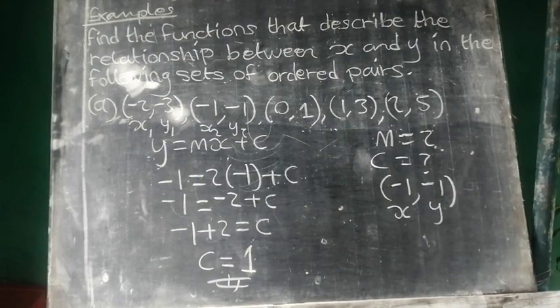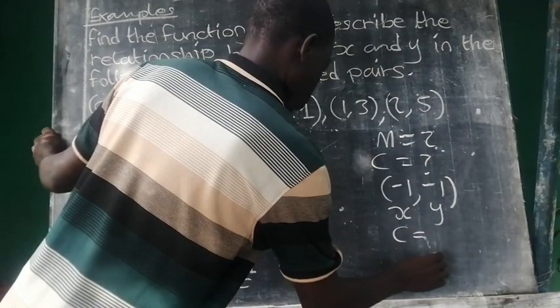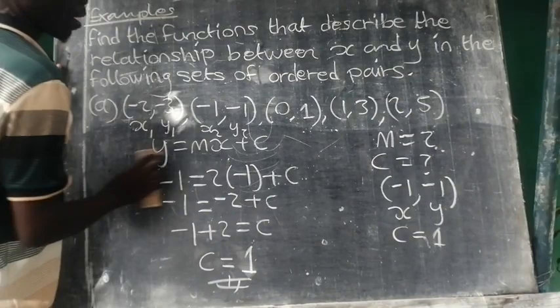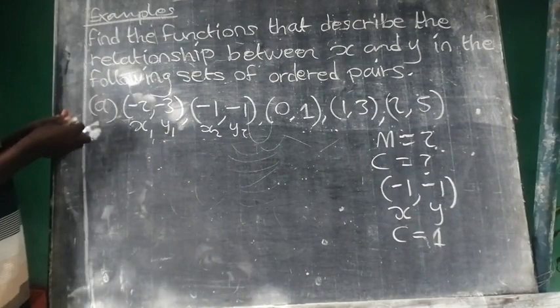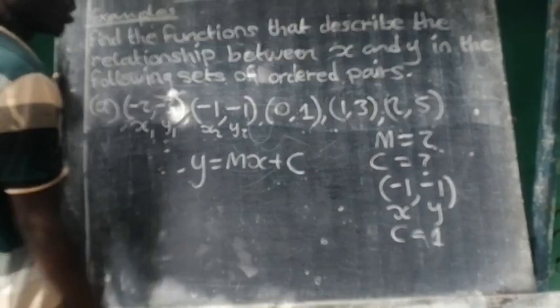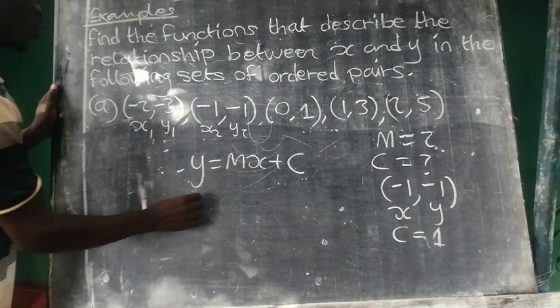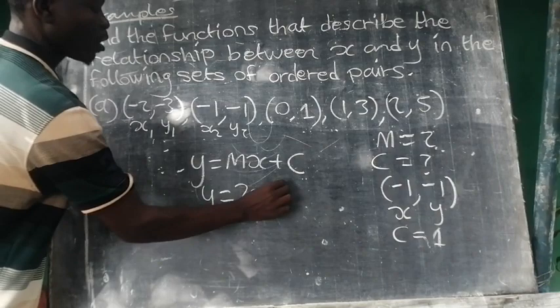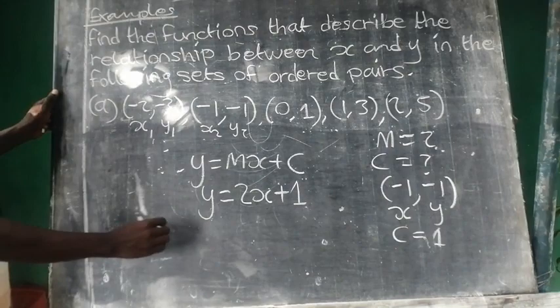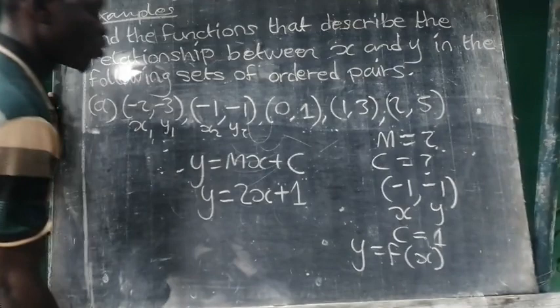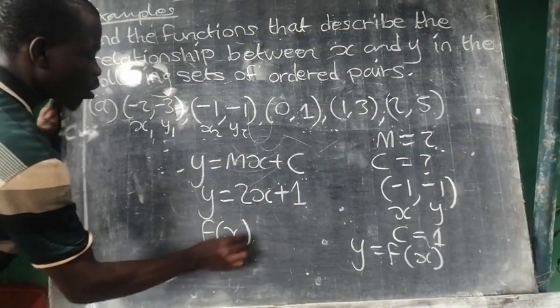Now after finding the y-intercept, which is c equal to 1, we have to bring back the general equation of the straight line to conclude the function. Therefore, y equal to mx plus c. In this equation, we are going to replace m with 2 and c with 1. Then we are done. So y equal to, what is m? 2, plus c, 1. Now remember we said y is equivalent to f of x. So where there is y, we replace f of x. So f of x equal to 2x plus 1. This is the relationship we have found.